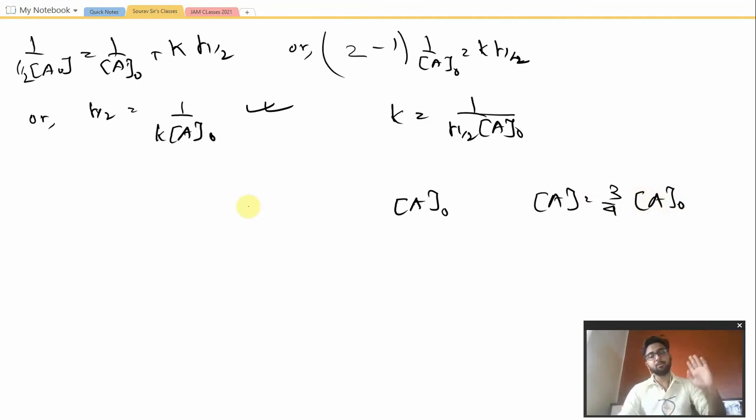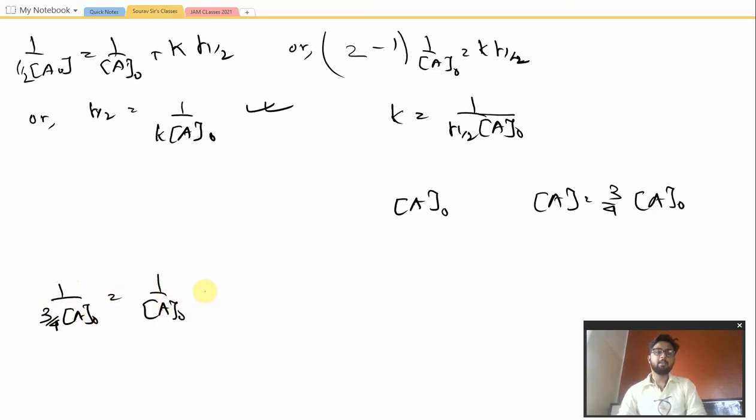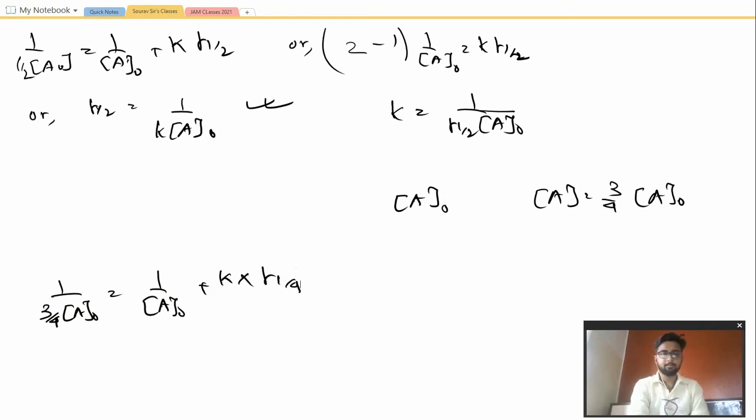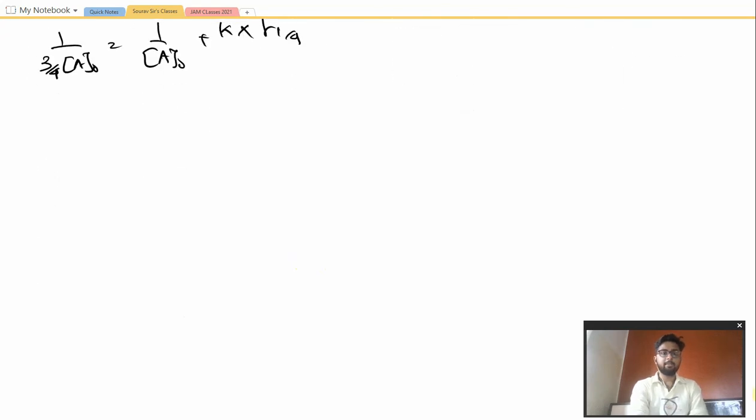Now let us put these values in the integrated law. So we have 1 by A naught in 1 by A; instead of A we will be writing 3 by 4 A naught, which would be equal to 1 by A naught plus K into T to the power 1 by 4. Now putting the values, we get 4 by 3, and here we take common 1 by A naught.